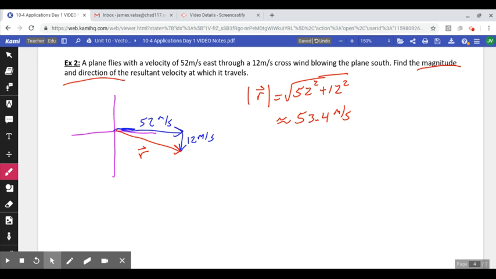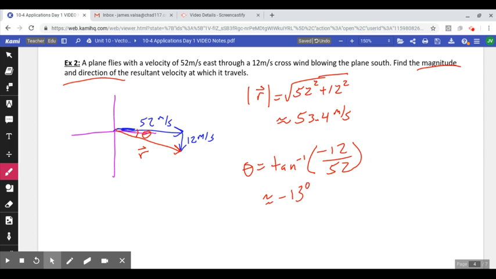To figure out that angle here, we'll call that angle theta. What we're going to do is use the inverse tangent here. Now, be careful with this one because even though we've listed this as 12 meters per second, the y value is down. So that's going to be negative 12, and then we're going to do that over 52. So just give me a second or two here. I'm going to make sure I'm in the right mode, and then I'll type this into the calculator and we'll see what that calculator gives us. So it gives us about negative 13 degrees.